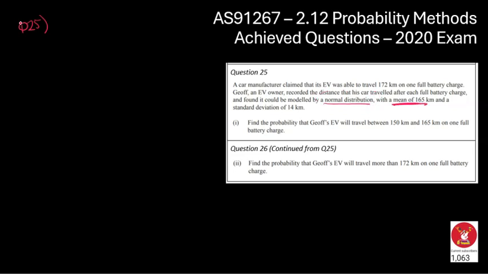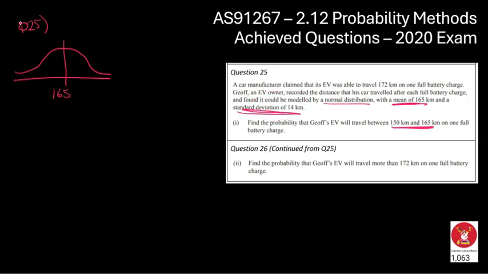We've got a mean over here, and we've got a standard deviation over here. Nice, so that information is really easy to spot. Find the probability that Jeff's EV will travel between 150 and 165 kilometers. So let's start off by drawing my normal distribution curve, and I'm going to put my mean down the middle, and the question told me the mean was 165. So we've got 165 over here.